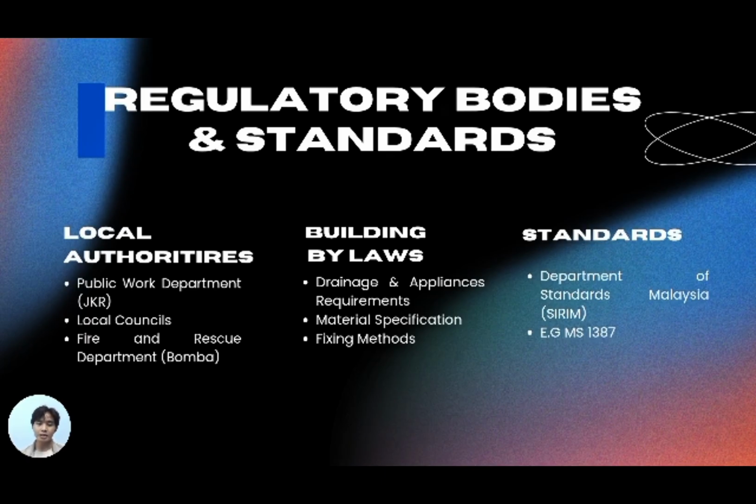Next, it is the building bylaws. Now, these are usually set by the authorities previously mentioned, and they cover things such as drainage and appliance requirements, material specification, which is important in making sure that the soil pipes are made of materials that can last and can actually survive the wastage that is going to be passing through these pipes. And lastly, the fixing methods, which outline the proper way of fixing these pipes together and putting them into the ground or fixing them to whatever walls or places they need to be.